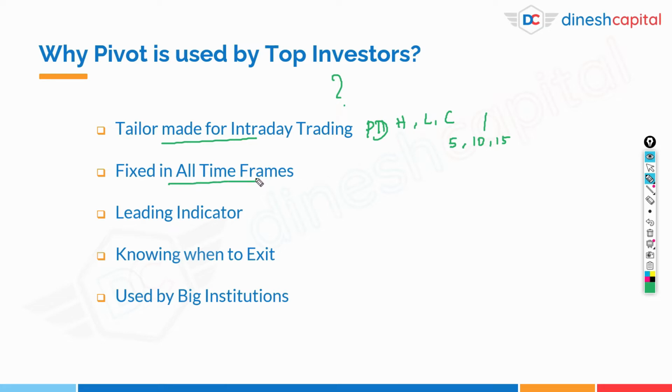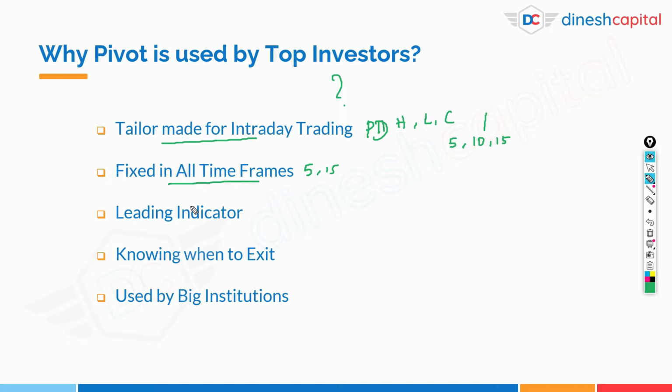Next important point is, it is fixed in all time frames. It does not change when you change the time frames. Sometimes a 5-minute and a 15-minute time frame give different signals in other indicators. Here we don't have that confusion. Once the pivot levels are fixed at the end of the previous trading day, they won't change till the end of the current trading day.